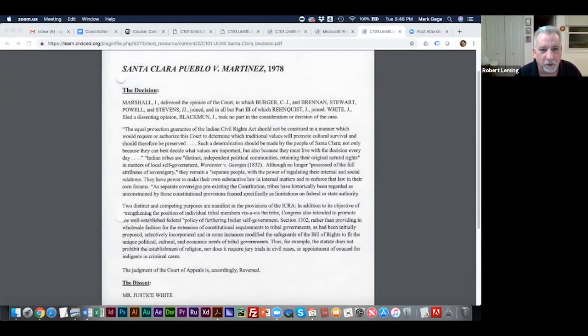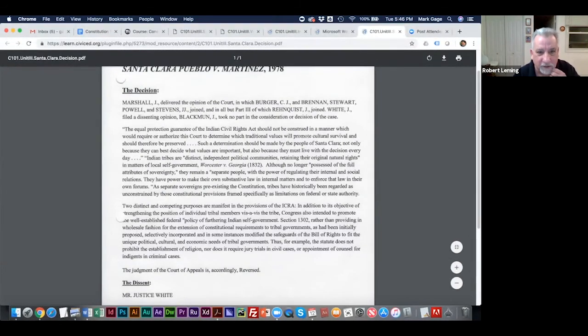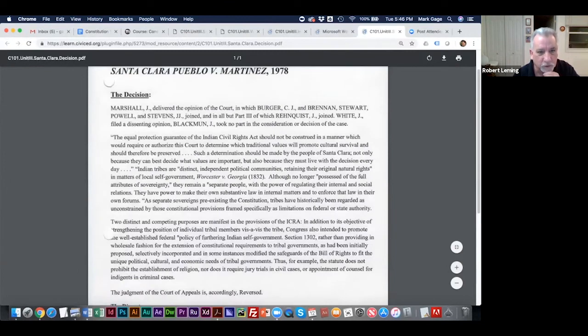Thurgood Marshall, the civil rights giant, argued Brown versus Board, wrote the majority opinion. And he says this: the equal protection guarantee of the Indian Civil Rights Act should not be construed in a manner which would require or authorize this court to determine which traditional values will promote cultural survival and should therefore be preserved. Such a determination should be made by the people of the Santa Clara, not only because they can best decide what values are important, but also because they must live with the decision every day. Indian tribes are distinct, independent political communities retaining their original natural rights in matters of local self-government.